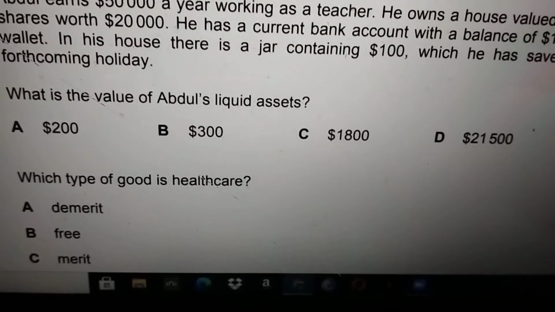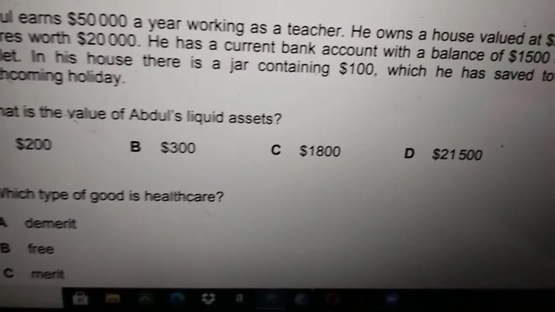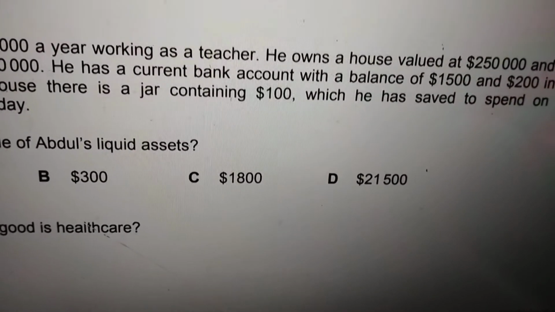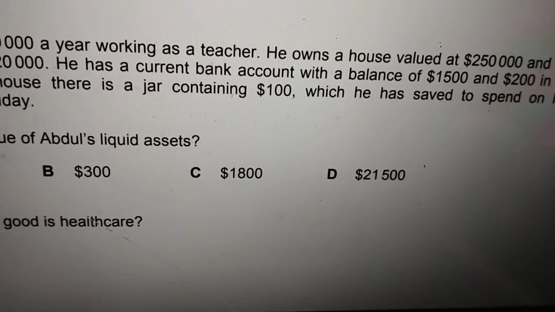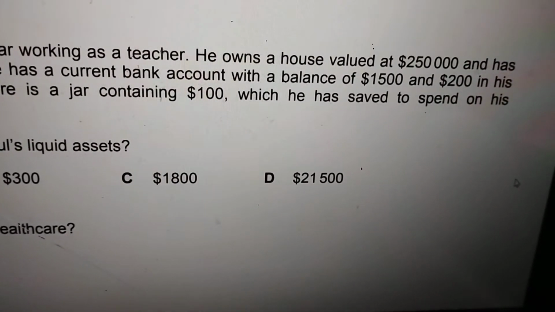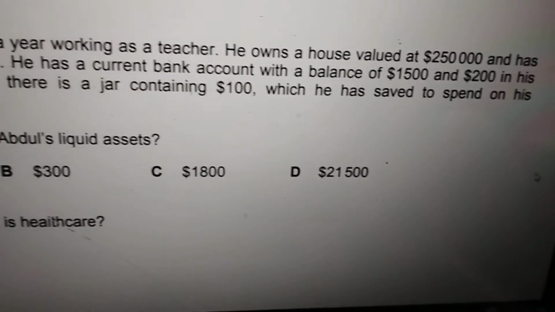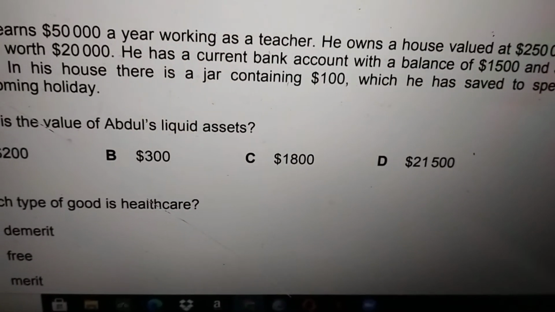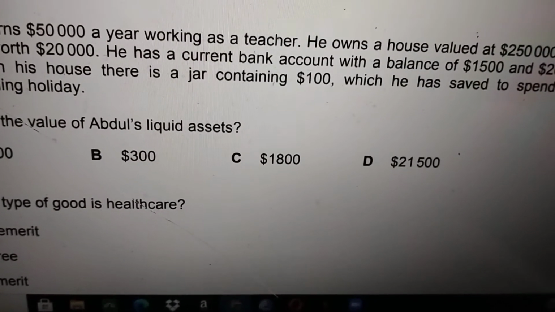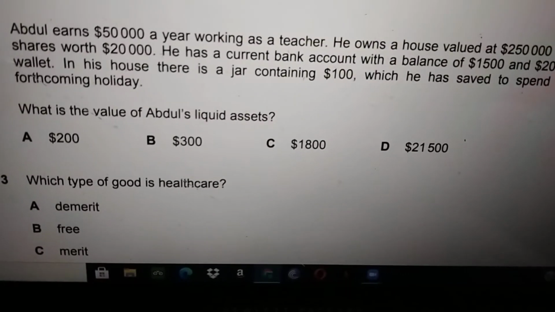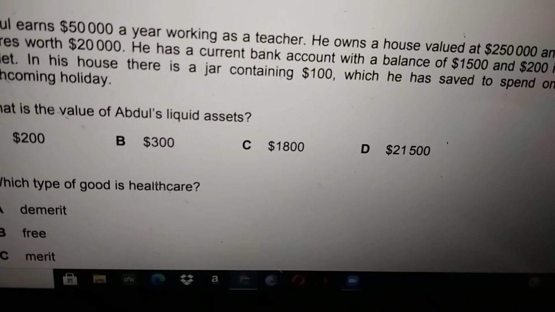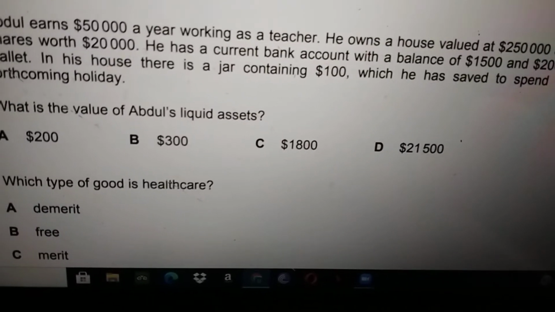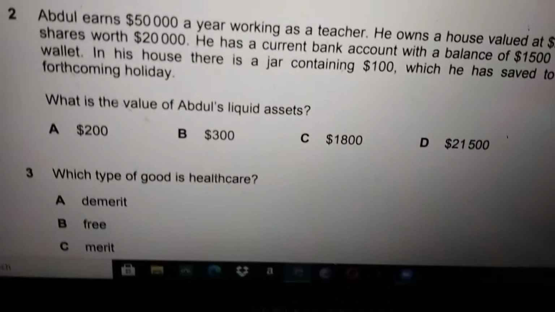What is the value of Abdul's liquid assets? As we discussed, the current account amount is also considered a liquid asset. $1,500 plus $200 cash in his wallet plus $100 in the jar. If we add these amounts together, it comes to $1,800. So C is the correct option.